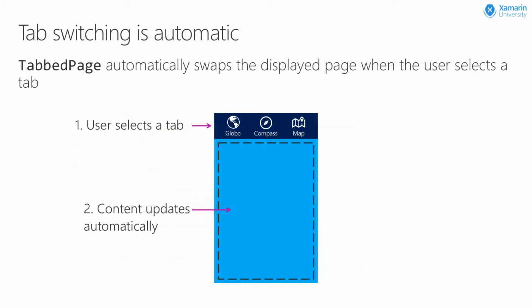And when a user taps a tab, the tab page automatically updates the content area with the associated page. Now this might seem obvious depending on your development background, but this actually is an added benefit. Native Android UI development, for example, requires additional work on your part as a developer to update the content area.